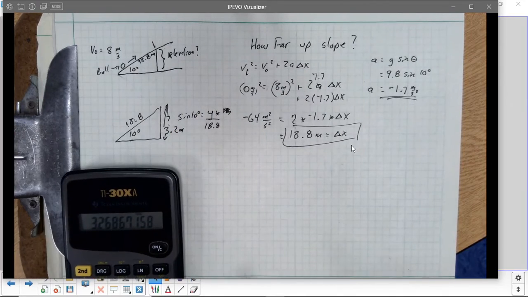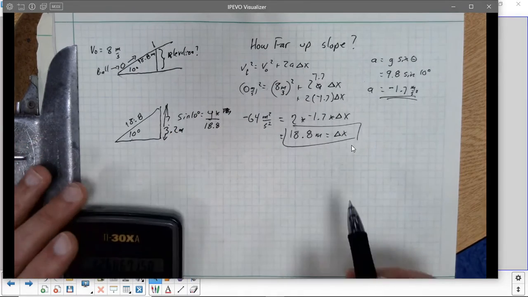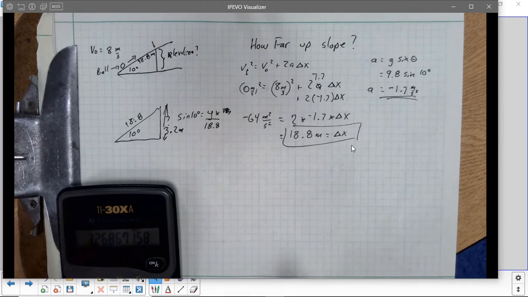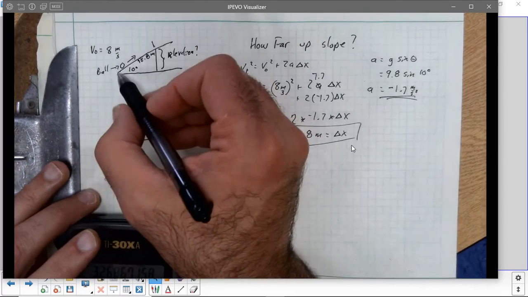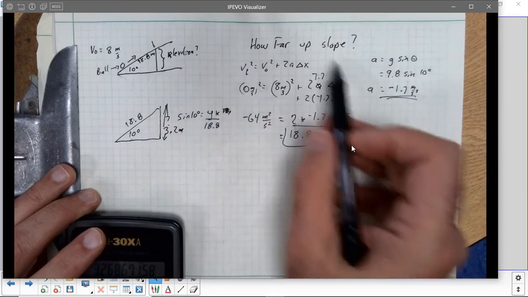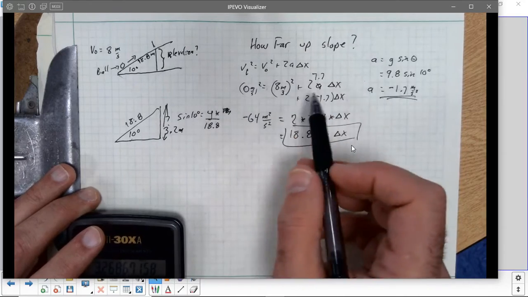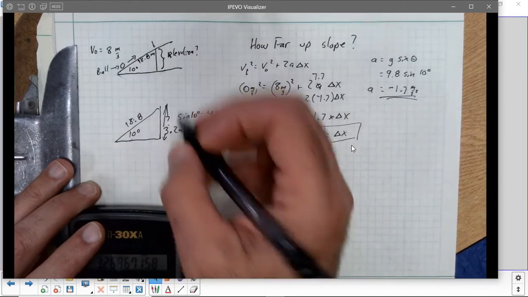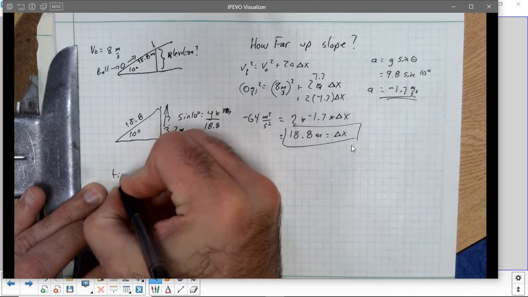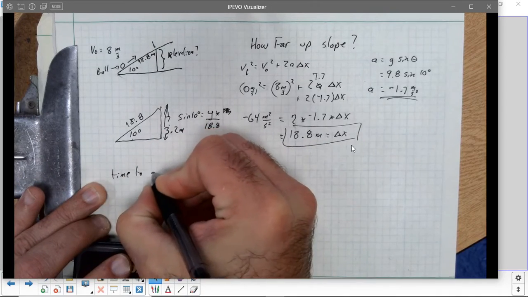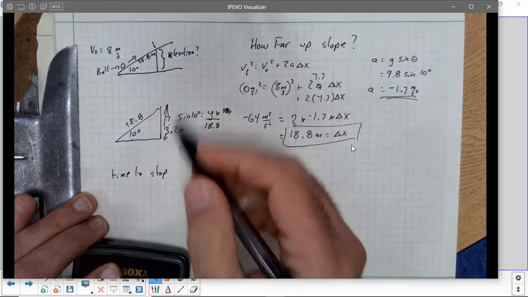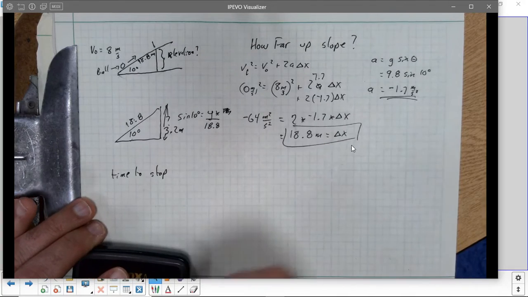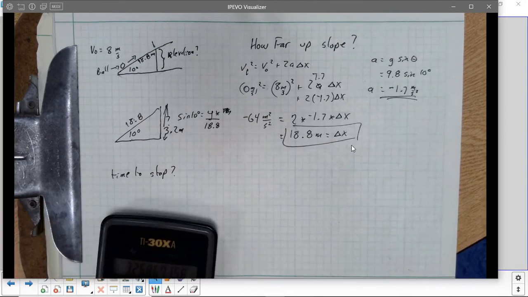That's that side. Okay. Now, what if we want to know how much time it takes for this thing to stop? So time was not given to us. We figured out the distance. But what if we want to know how much time it takes? So time for the ball to stop, and then after it stops, obviously it will start rolling back down again. But how much time does it take to stop?